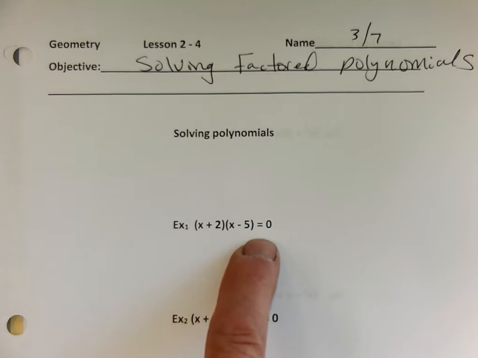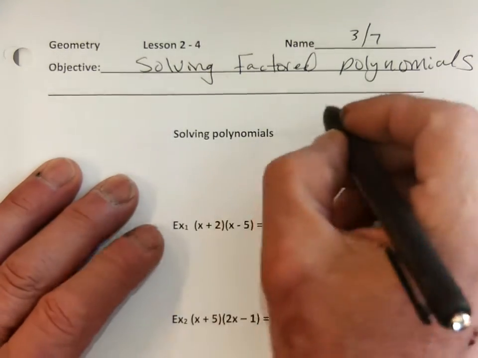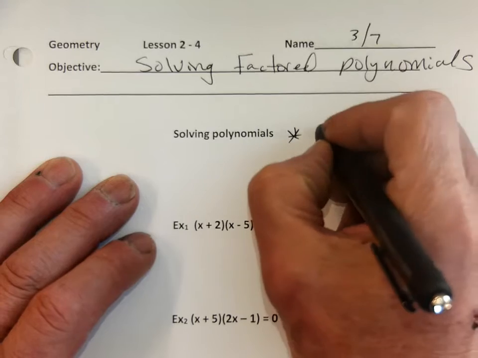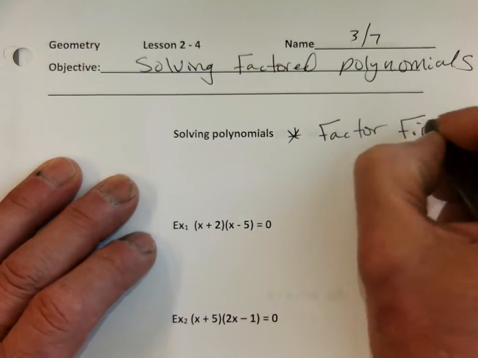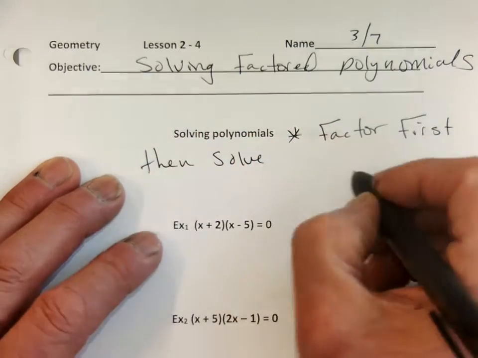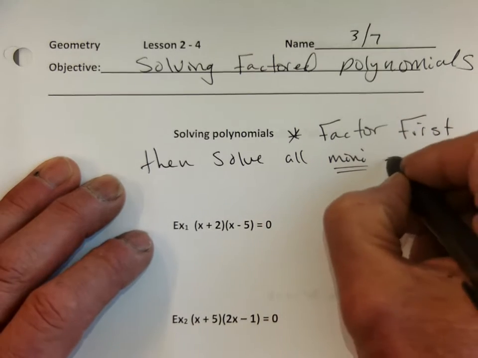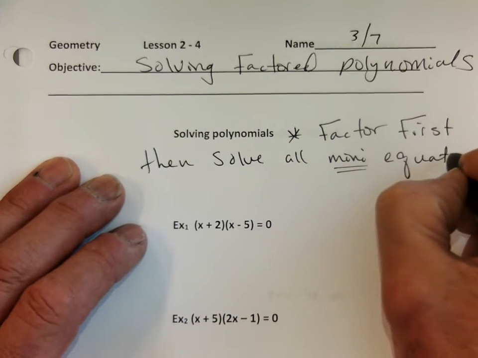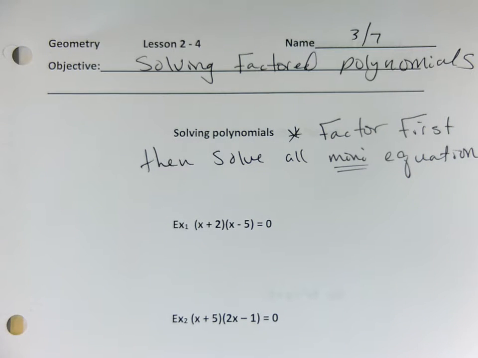Factoring, solving polynomials. So what we want to do to solve our polynomials is we want to factor first, then solve all, I'm going to call them mini equations. Okay, we're going to factor first, then we're going to solve all mini equations. Okay, what does that mean?